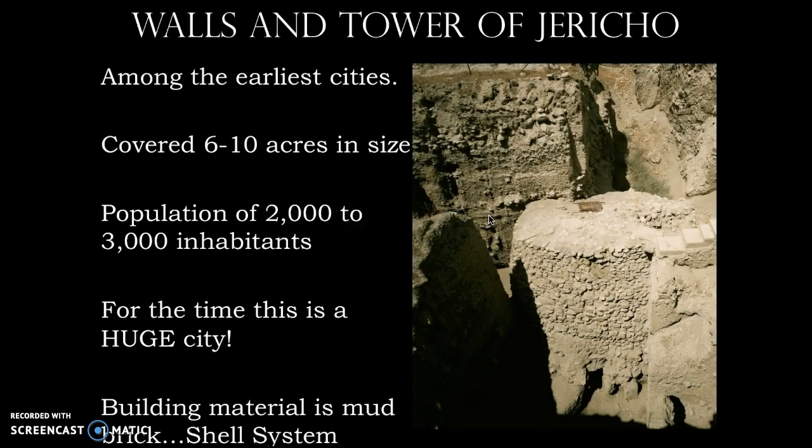So with the Sumerian culture, we'll first take a look at the city of Jericho. Now, if you read through chapter 1, you'll notice that Jericho was actually in that chapter, but I didn't cover it. Because of the location of Jericho, it just fits much better into chapter 2. But it's among the earliest cities that we have, covering 6 to 10 acres in size, with a population of between 2 and 3,000 inhabitants. For this time, this is a huge city.